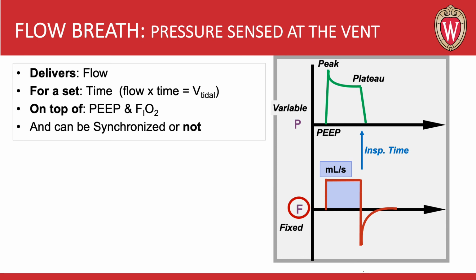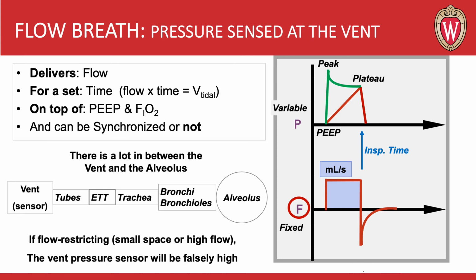Well, the pressure is sensed at the ventilator. However, the alveolar balloon is still getting inflated under that waveform. You just can't see it because the pressure sensor is right by you at the ventilator. And there's a lot of things in between the vent and the alveolus. Start at the vent, you have tubes, endotracheal tube, trachea, bronchi, bronchioles, and finally the alveolus. If there's anything in between the alveolus and the vent that is flow restricting, that means it's either small or tight, or that you've used a huge amount of flow, the vent pressure sensor will be high.